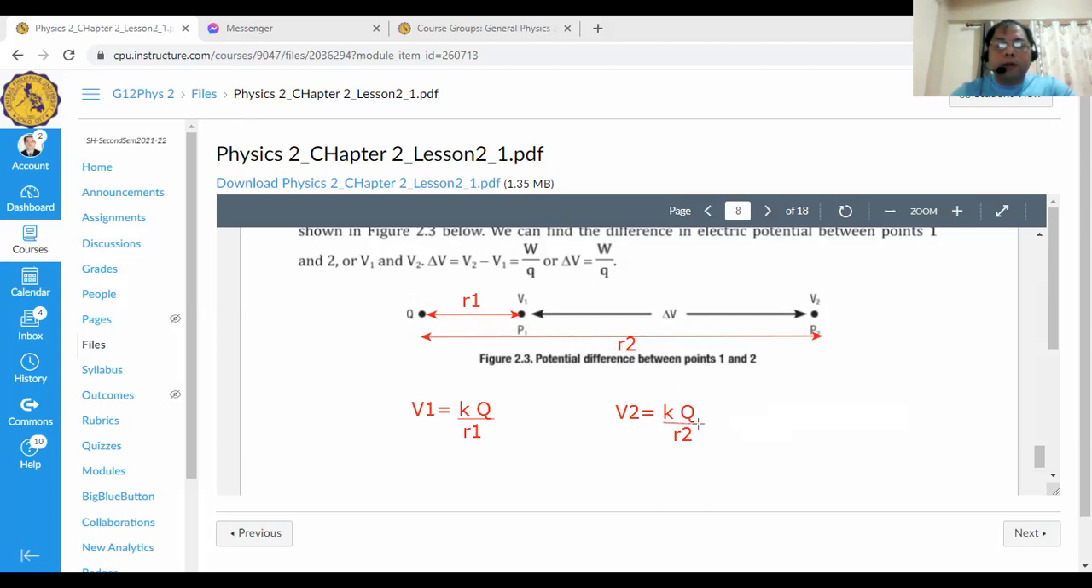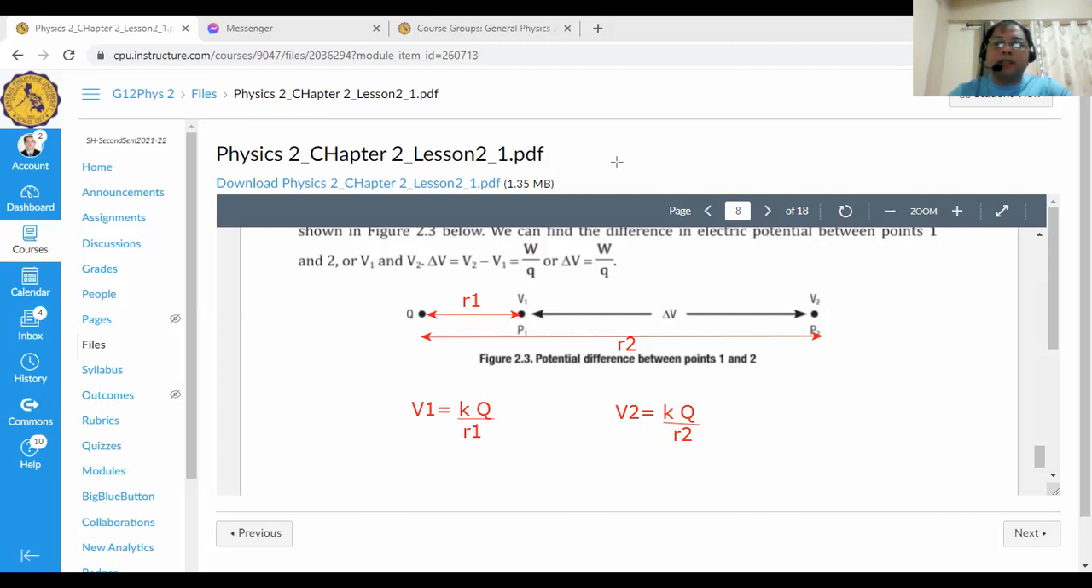So this is how we probably determine our V1 and V sub 2. That is with respect to the charge that is creating the electric potential at these two different points. Now our value of K is still 9 times 10 to the positive 9, and we encounter this value K in our Coulomb's law equation.